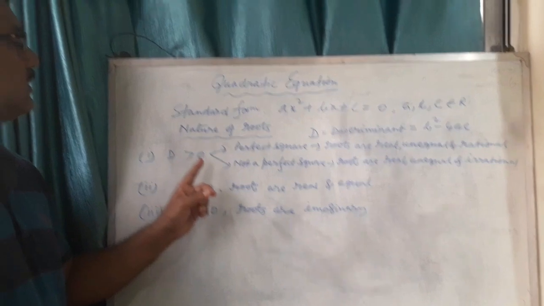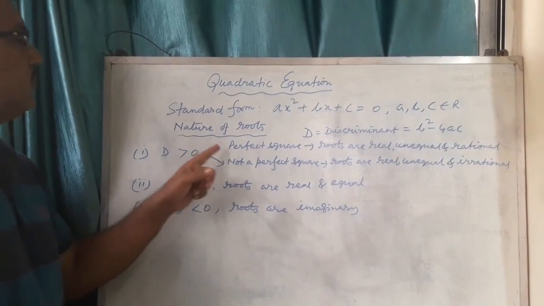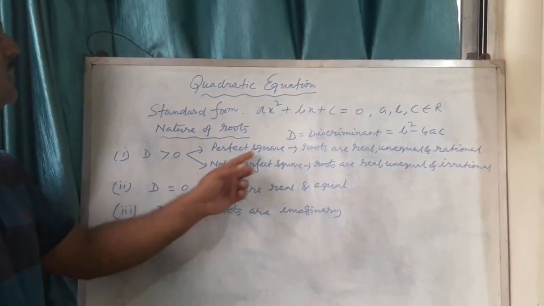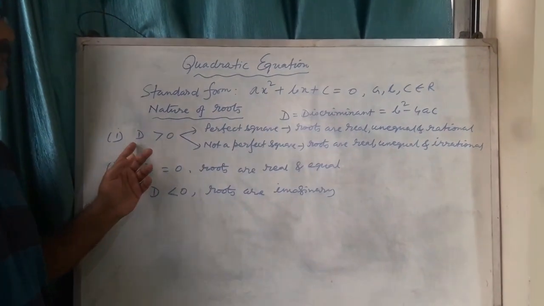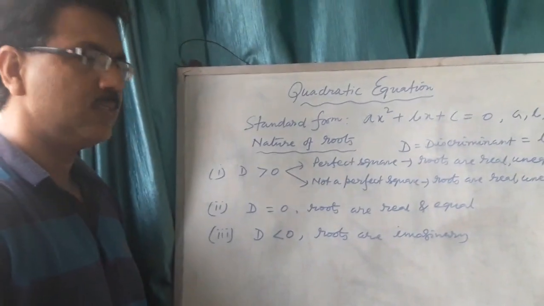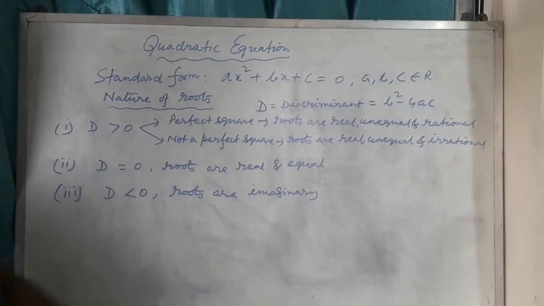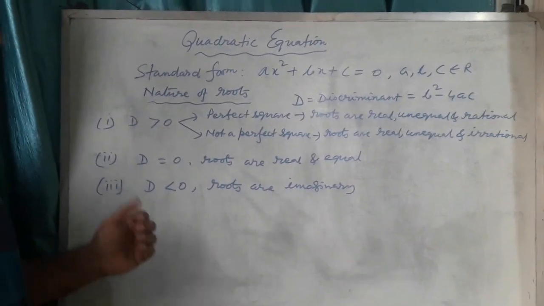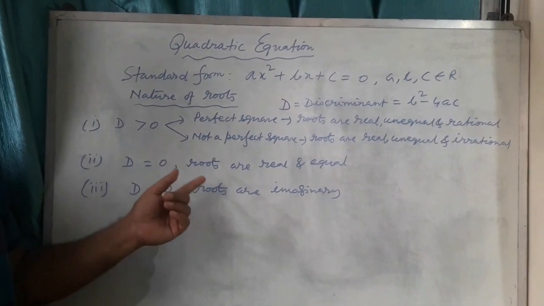Then if D is greater than 0, that is a positive quantity, two cases can arise. One, if the value of D is a perfect square, suppose 16, 25, 81 like that, then the roots will be real, unequal and rational. If it is not a perfect square, that means other than a square number, like 21 or 77, then the roots will be real, unequal and irrational. And if the value of D is 0, then the roots will be real and equal. And finally, when D is less than 0, then the roots will be imaginary.